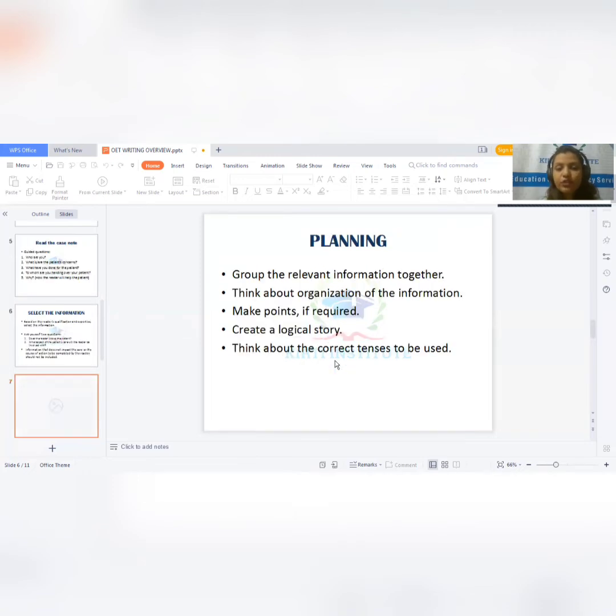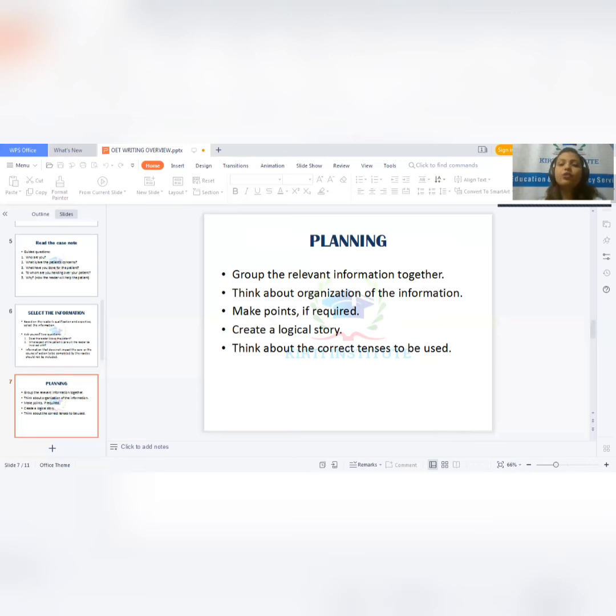Okay, let's move to the next slide. Planning. So what should be there in planning? Suppose you have selected a lot of information. Now you will have to plan. You will have to think about what information should be included. Here you might have selected some information from the top of the case note, some from the middle portion, and some from the end part of the case note. So to create a logical story, you may need to group the information together, to link the ideas together, to have a very meaningful and creative story.